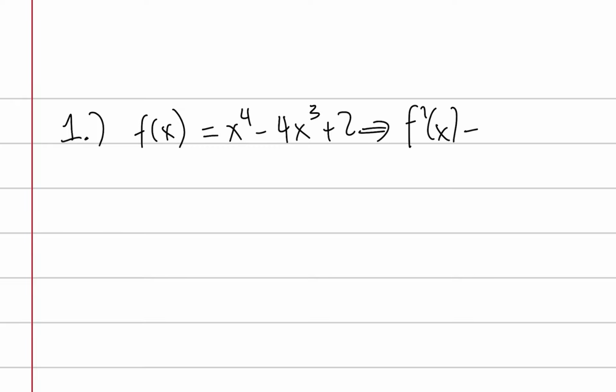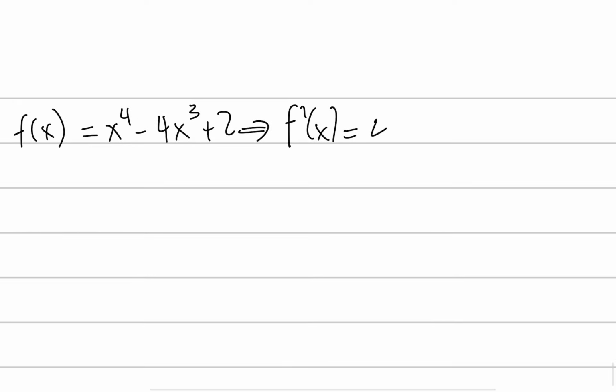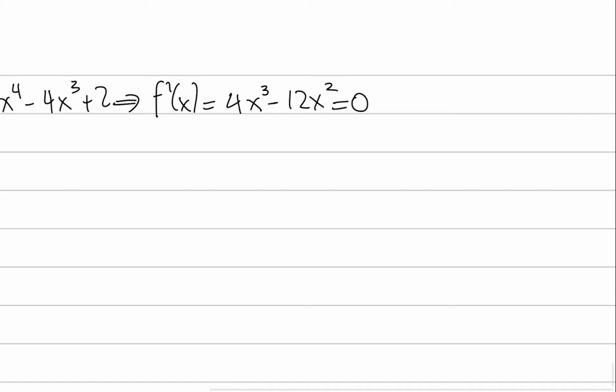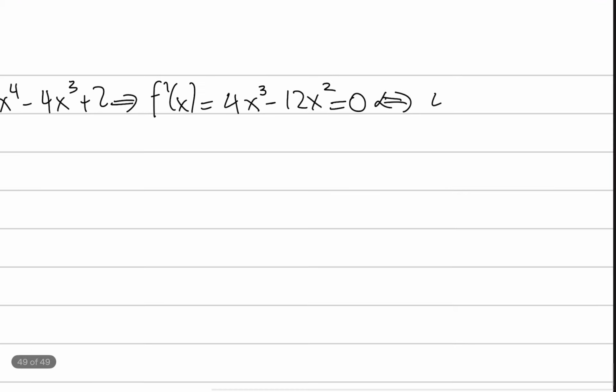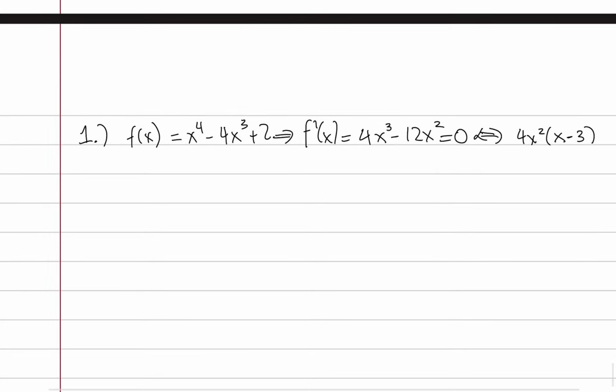We're going to find f prime of x. We're going to say that that's 4x cubed minus 12x squared. And we're going to find where it's 0. So it is 0 if and only if we factor out a 4x squared. We're going to get x minus 3, just minus 3. So we have critical numbers.